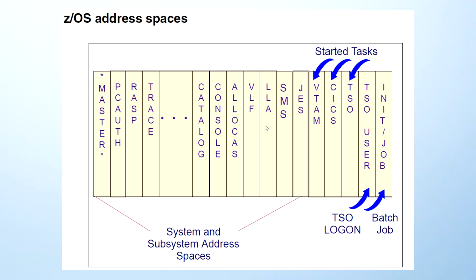And on top of it, once the system is up and running, you can bring up other subsystems or started tasks like TSO, CICS, VTAM, DB2, XYZ, and even when you log in to a region, an address space will get created for each and every user. And even when you submit a batch job, that runs as an address space. Okay, with the help of initiators. Okay, so this is how a typical z/OS subsystem looks like, which is a bunch of address spaces.